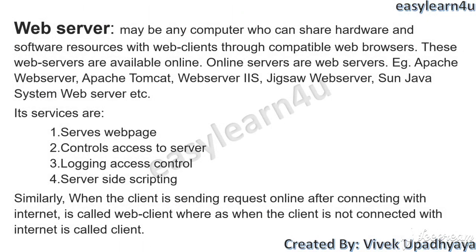Now, web server. When your server is connected with the internet and fulfilling your online requests, your server is called a web server. It may be Apache Tomcat, IIS, Jigsaw, Sun Java, etc. These are the different names of some web servers. Its service is that it always serves the content in the form of web pages. So whatever you are receiving from the internet comes in the form of a web page.